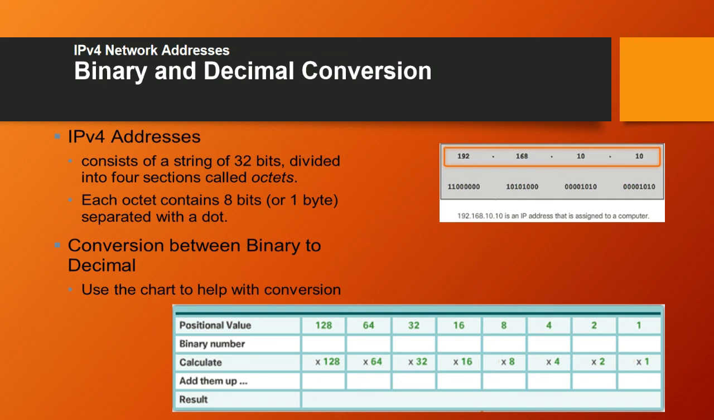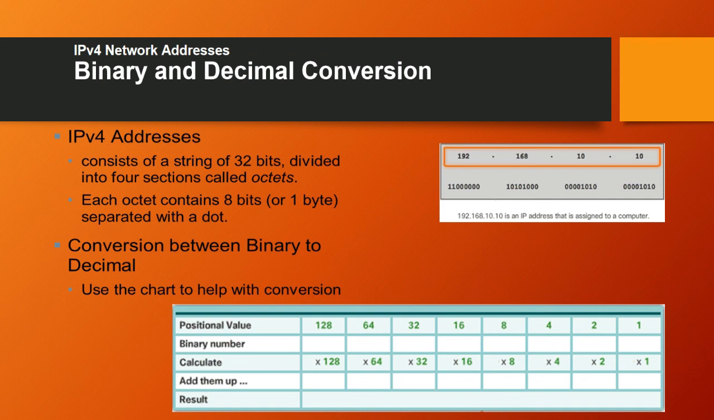Binary and decimal conversion. IPv4 addresses consist of a string of 32 bits divided into 4 sections called octets. Each octet contains 8 bits or 1 byte, separated with a dot. Let's take a look at the figure in our presentation. 192.168.10.10 is an IP address that is assigned to a computer. What we see under that is the 8 bits or 1 byte.